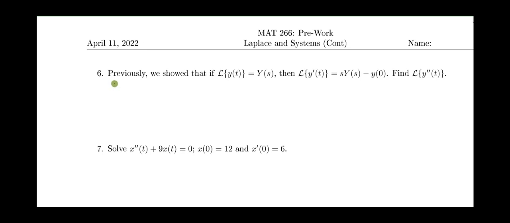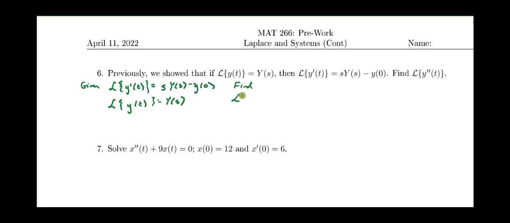So folks, previously we showed that if you wanted to take the Laplace transform of y prime of t, given that you knew the Laplace transform of y of t was called Y sub s, this would be equal to s Y sub s minus y sub 0. So what I'd like to do now, given these two facts, is find the Laplace transform of y double prime of t.